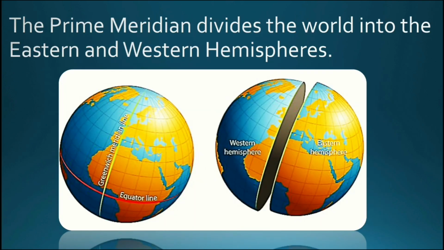Here you can see the prime meridian divides the world into the eastern and western hemispheres. In this map you can see this is the prime meridian, otherwise called the Greenwich meridian, that divides the world into two hemispheres, the eastern hemisphere and the western hemisphere. On the right hand side you can see the eastern hemisphere, and on the left hand side you can see the western hemisphere.